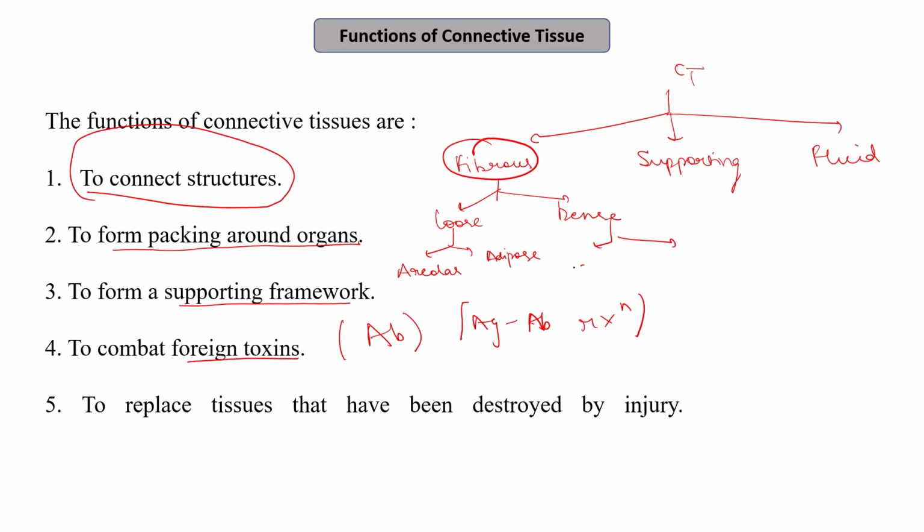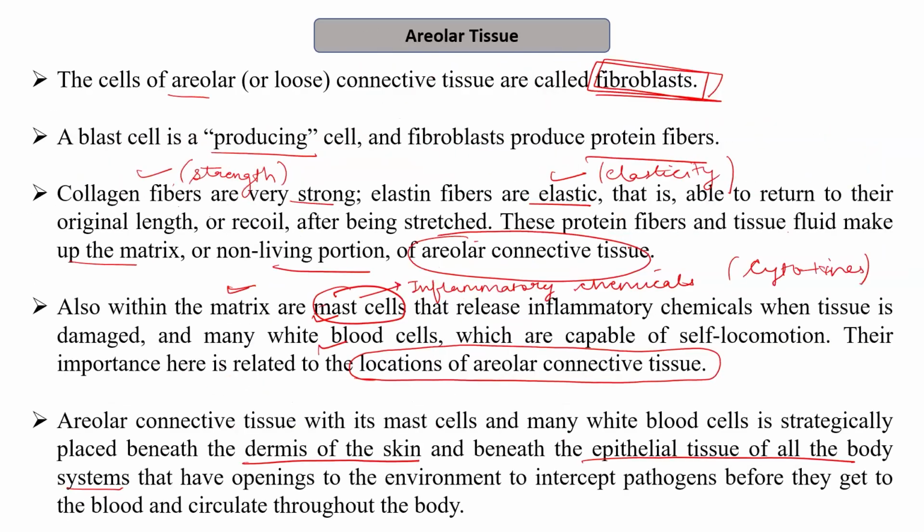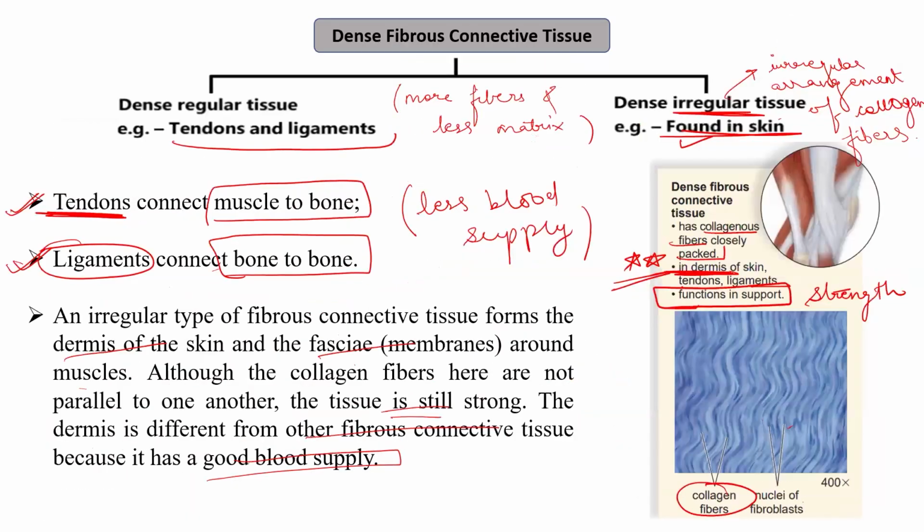Dense connective tissue is divided into two types, regular and irregular fibrous dense connective tissue, because of the arrangement. In irregular connective tissue, what we see is dermis, and in regular connective tissue, it is the tendons and the ligaments. Tendons help in connecting the muscles to the bone, and ligaments help in the connection between bone and bone.